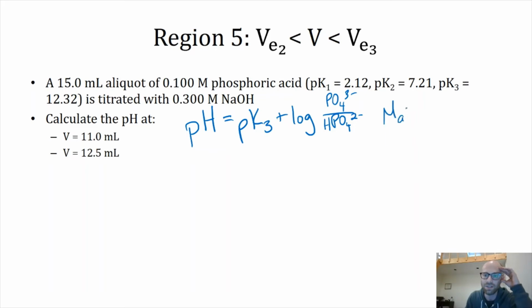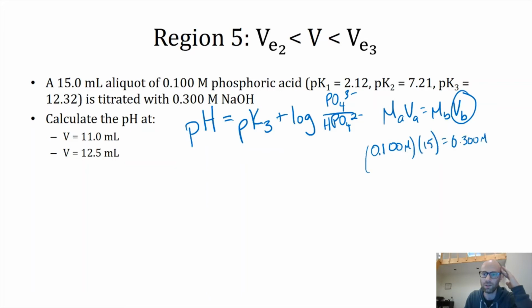To find any equivalence volume, this VB here is going to be our equivalence volume, because this is the formula for doing a monoprotic titration, so it's only going to consider ripping off the first stage, but then we can double it and triple it. So 0.1 molar times 15 equals 0.3 molar times VB, and if we do the math, we get VB equals 5 milliliters. So that means VE1 is 5, VE2 is 10, and VE3 is 15. So we're between 10 and 15. So yeah, I like that.